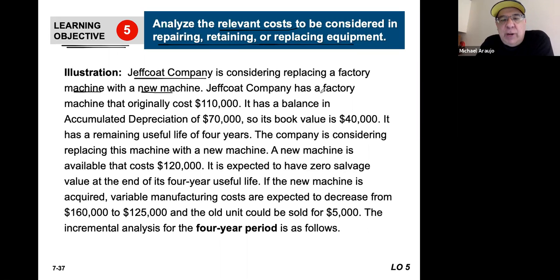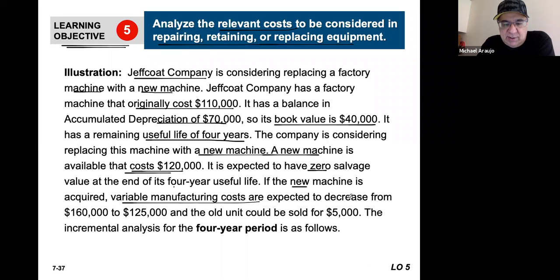Their factory machine originally cost $110,000. It has accumulated depreciation of $70,000, so it's got a book value of $40,000. It still can be used for 4 more years. The company is considering a new machine. This new machine costs $120,000. It's not going to have any salvage value at the end of the 4 years. However, if the new machine is purchased, the variable costs will decrease from $160,000 to $125,000 per year. And they could sell the old unit for $5,000.